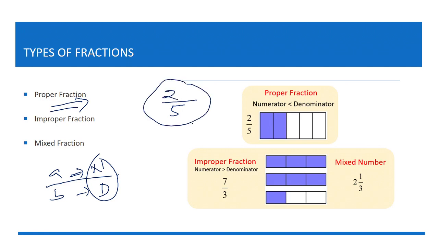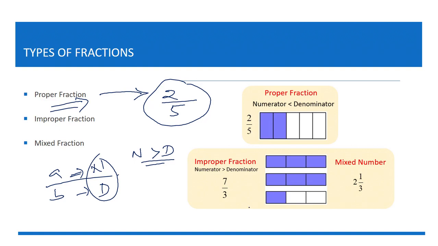By observing the numerator and denominator, when the numerator is less than the denominator, it is called a proper fraction, right? In this case 2 is less than 5, so it is a proper fraction. In the case of an improper fraction, the numerator is more than the denominator, right? The numerator is greater than the denominator. So in this case, how many pieces are there? 1, 2, 3, 4, 5, 6, 7, 8, 9, right? How many?